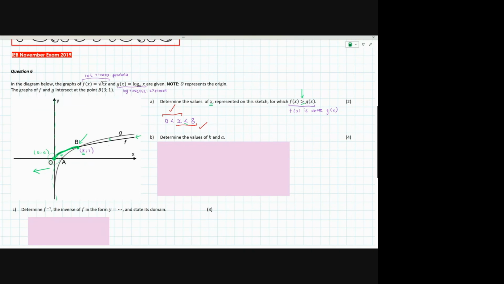Right, question B says determine the values of k and a. K and a are obviously in our equations up here. So f of x has the root k of x and g of x has the log a of x. So what I'd like you to do is find the value of k and a. Basically, you're solving for some unknowns in your equations. And we need to think back to, if I need those unknowns and they represent my graphs, how am I going to go and solve for the unknowns?